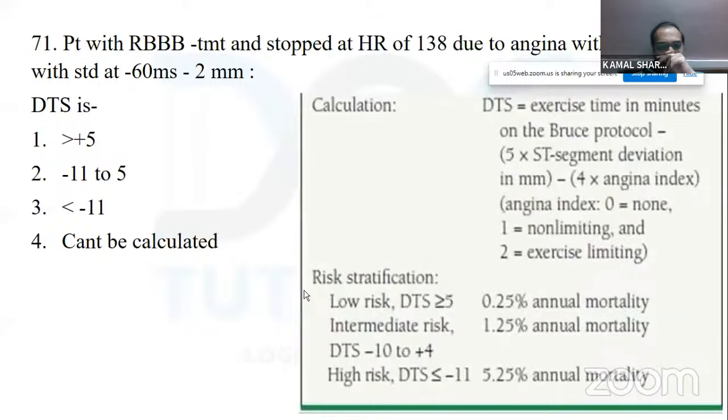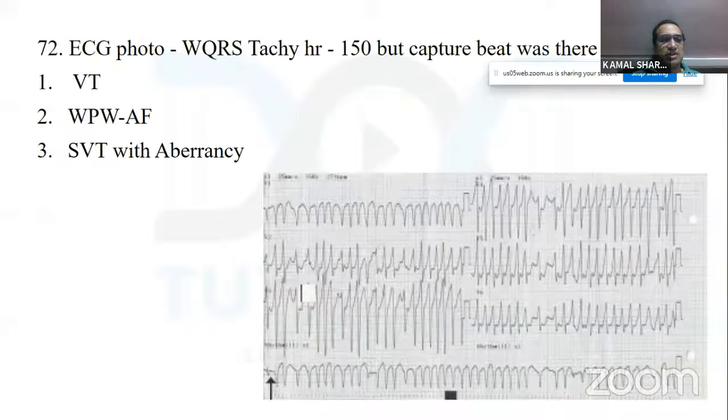So this was the question which I've already covered on the angina. There somebody had mentioned heart rate of 138. So it doesn't matter, 60-year-old or whatever age, it doesn't matter what HR is being achieved because he has to stop. So you can always calculate Duke's score.